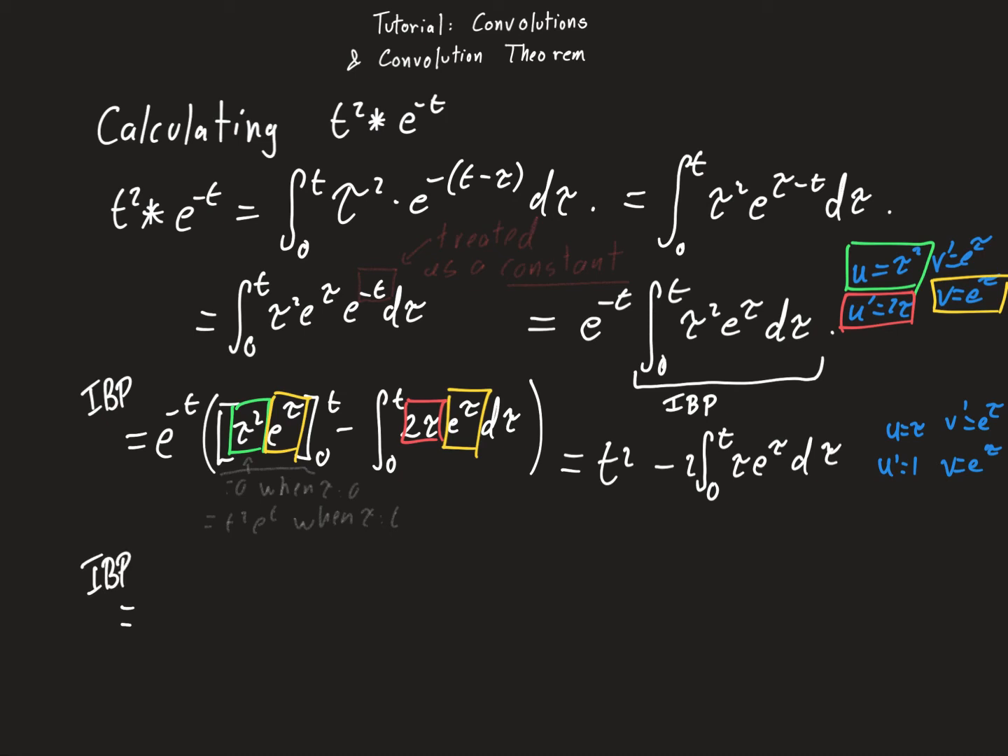Oh, and I forgot up here, I made a mistake, I apologize. Let's use a smaller eraser for this. I forgot a term here. This should be 2e to the negative t. I dropped that. My apologies. All right, so we're left with t squared minus 2e to the negative t times, this time we're going to have tau times e to the tau from 0 to t minus the integral of e to the tau from 0 to t.